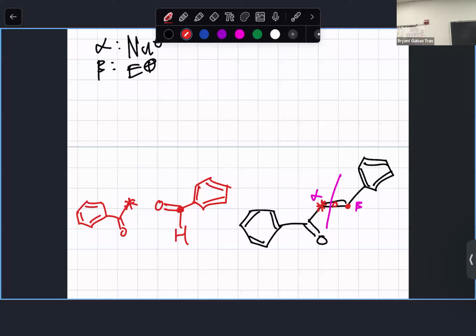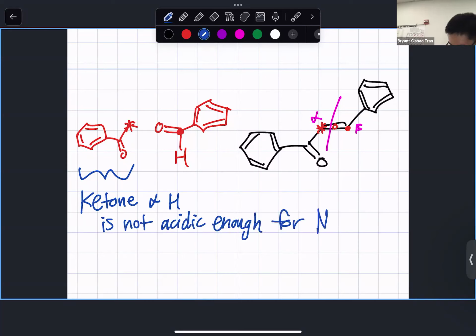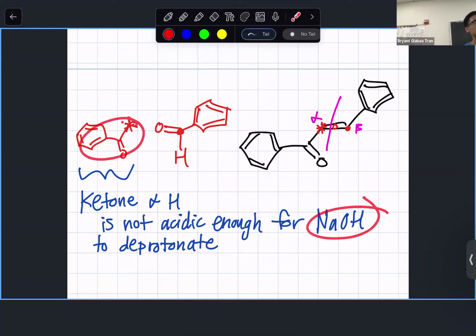So this is a mixed aldol reaction. Here you can't use NaOH, a weak base, because, as we said, a ketone is less acidic than an aldehyde. NaOH is not a strong enough base to deprotonate that alpha hydrogen. So let me write that down. This is a ketone. The alpha hydrogen is not acidic enough for the base, sodium hydroxide or hydroxide ion, to deprotonate. You would need a stronger base like NaNH2 or n-butyllithium, but NaOH is not strong enough to deprotonate the ketone alpha hydrogen. So aldol usually happens with aldehydes and sodium hydroxide.